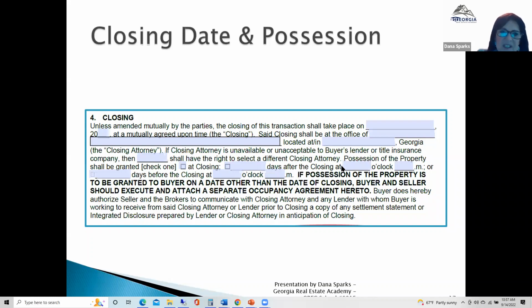Typically, we see buyer in there. And then we talk about possession shall be granted either at closing or so many days after closing at whatever time, or blank days before closing. If possession of the property is other than at closing, either before or after, you need a separate occupancy agreement.